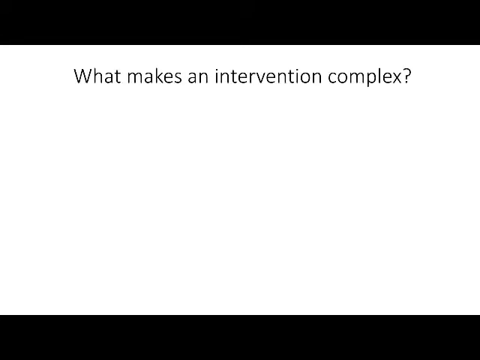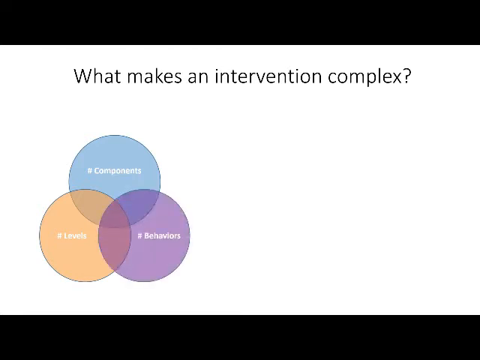And the question is here, what makes an intervention complex? Complex interventions are interventions that contain several interacting components, not just one, frequently at different levels of action. For example, within the healthcare system, we can act at the patient level, the provider level, the organizational or system level. Complex interventions may approach more than one behavior as well.